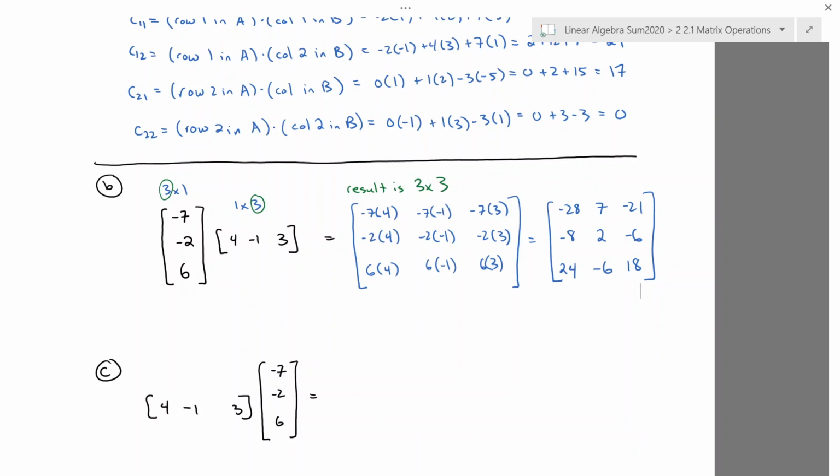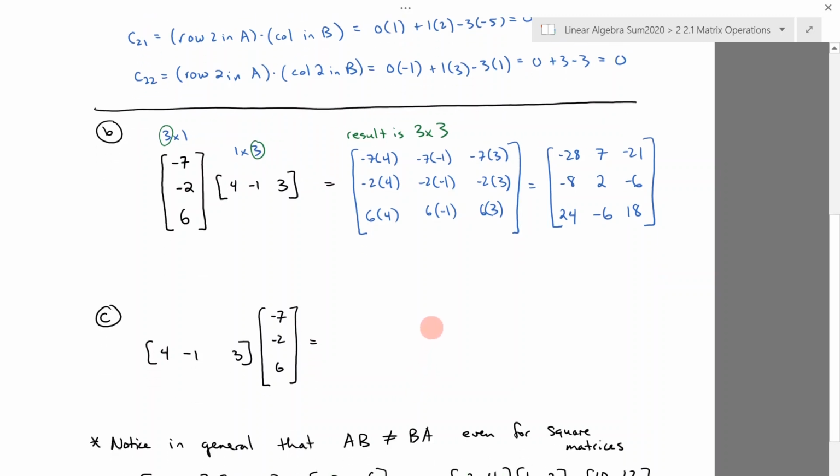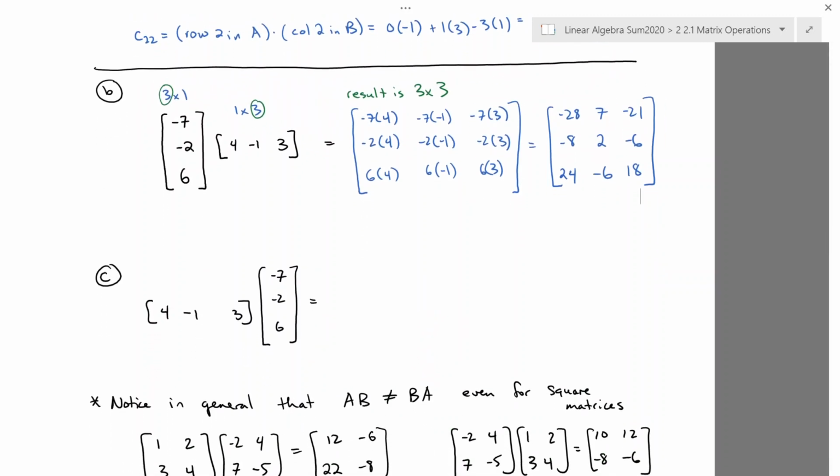So this is what we get in example B. And then moving on to example C, on the left we have a 1 by 3 matrix, and on the right we have a 3 by 1 matrix. So basically a row vector and a column vector, right? So the resulting matrix should be 1 by 1. This is basically just a dot product, right? So the result is 1 by 1, or just a single number. And what is that? It's just the dot product, right?